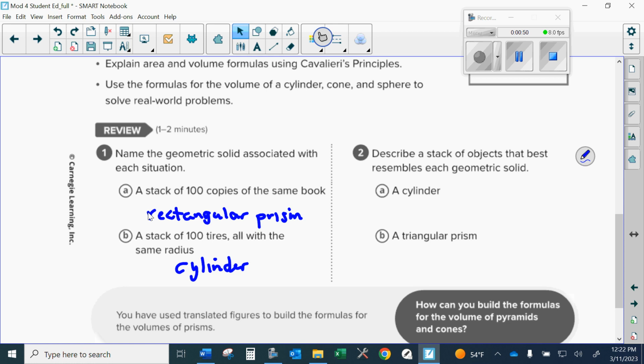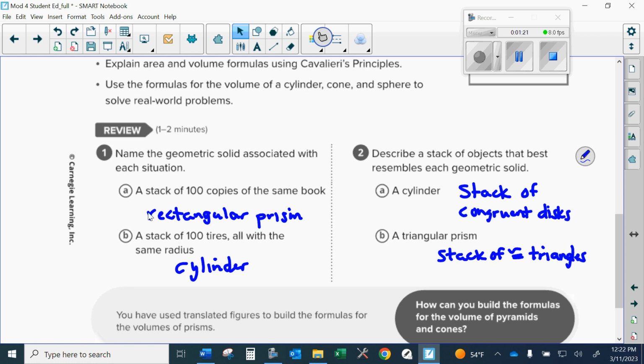Describe a stack of objects that best resembles each geometric solid. A cylinder, obviously, we have a stack of congruent discs. A triangular prism, a stack of congruent triangles. Okay, remember they have to be congruent. That's why it says same book here, same radius here, congruent, meaning congruent.